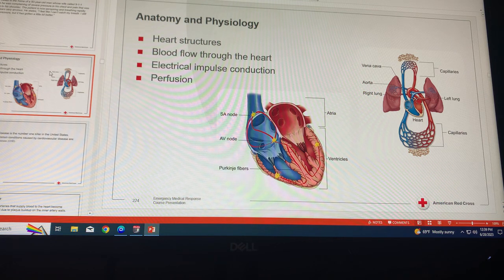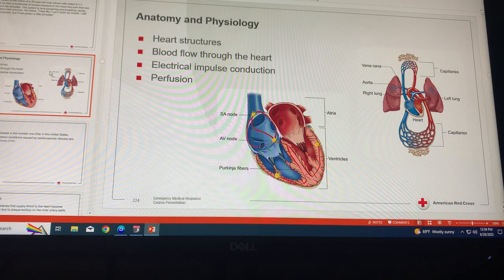The right side of the heart has 2 chambers known as the right atrium, which receives oxygen-depleted blood from the veins of the body, and the right ventricle, which pumps the oxygen-depleted blood to the lungs where waste products are removed and oxygen is absorbed.